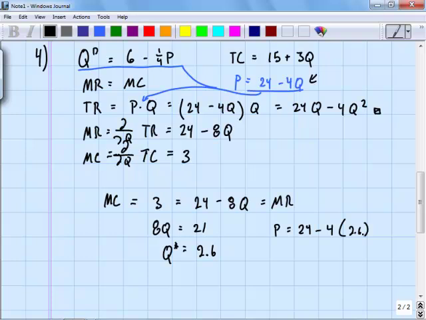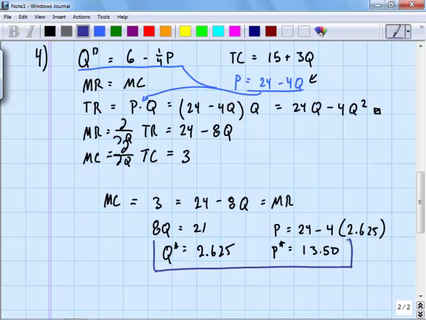So I feel like I've done an algebraic error. One sec. 6, 2, 5, 2, 6, 2, 5. So that's going to give me a price of 13.50 is my P star. So this is equilibrium P, equilibrium Q under one-part pricing.